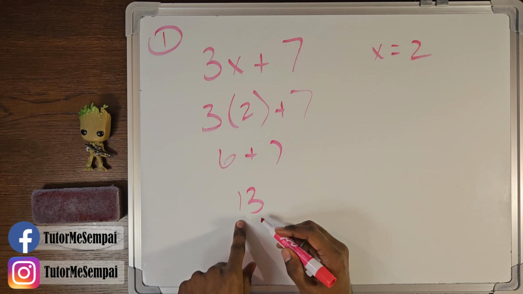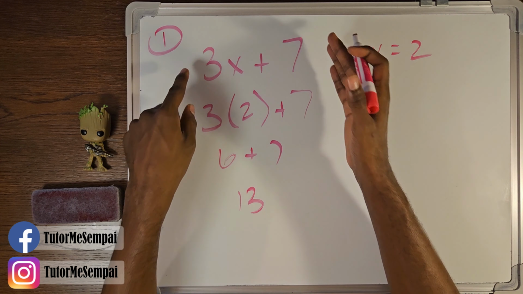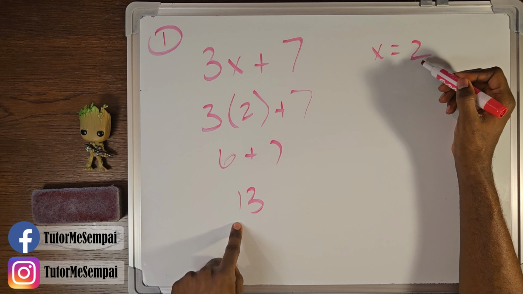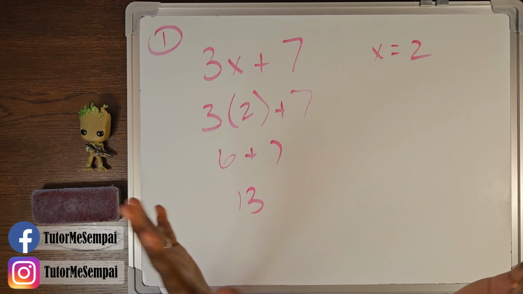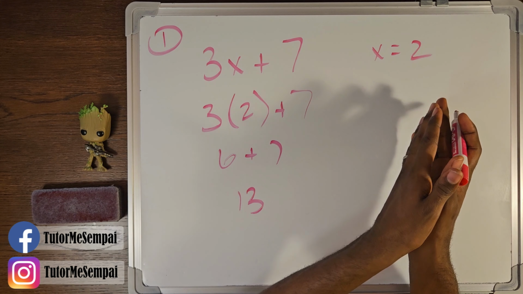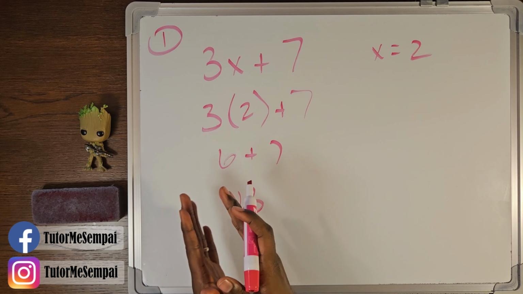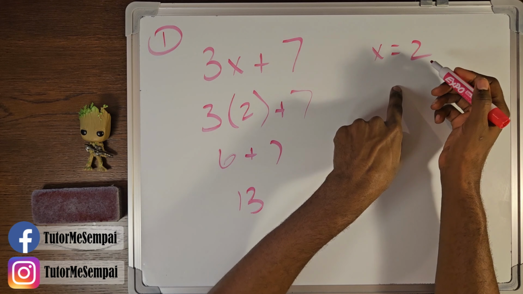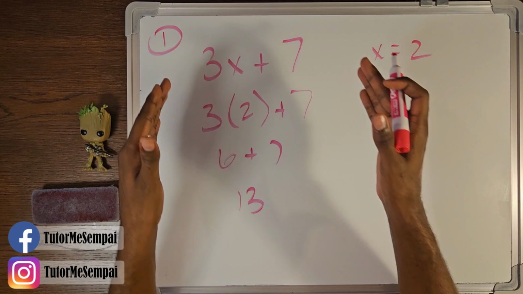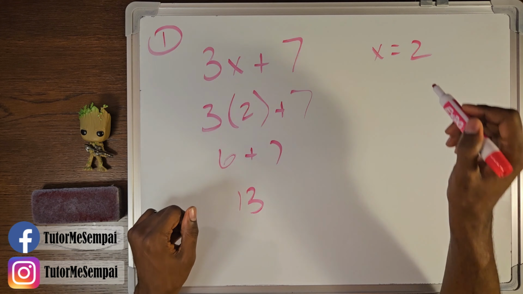That doesn't mean that this expression is always 13. It's only 13 when x equals 2. Remember, our variables within our expression could be anything. It could be whole numbers, it can be fractions, it can be positives, it can be negatives, it can be decimals. It doesn't matter what it is, but whenever you're given a value for your variable, like we are in this case, now you can evaluate your expression at that value.